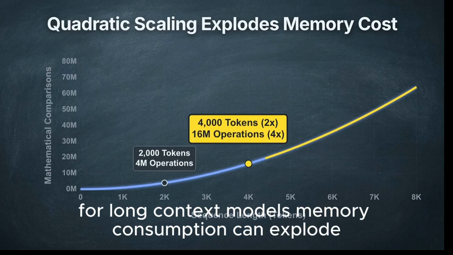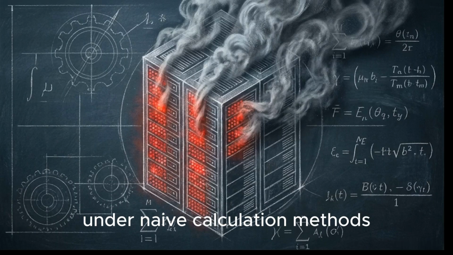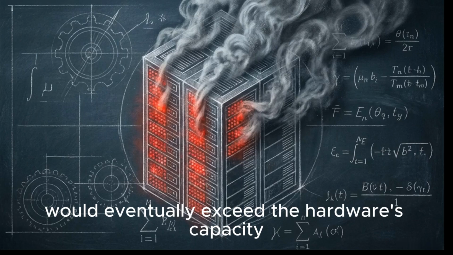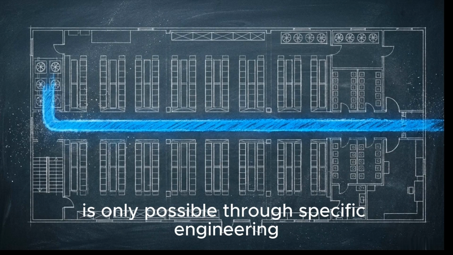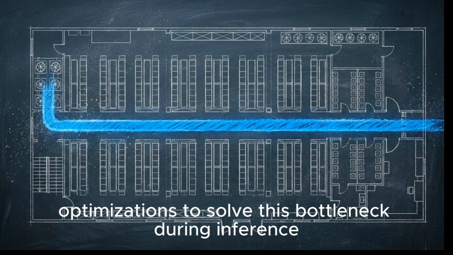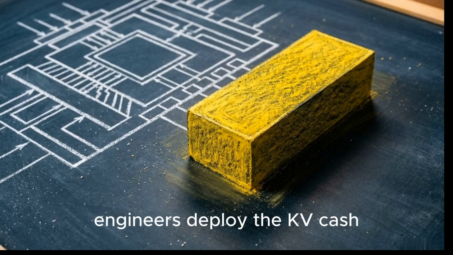For long context models, memory consumption can explode. Operating on thousands of tokens simultaneously under naive calculation methods would eventually exceed the hardware's capacity. Real-time text generation with large context windows is only possible through specific engineering optimizations. To solve this bottleneck during inference, engineers deploy the KV cache.